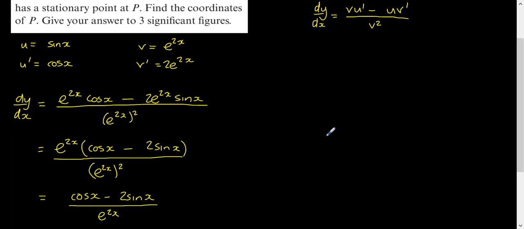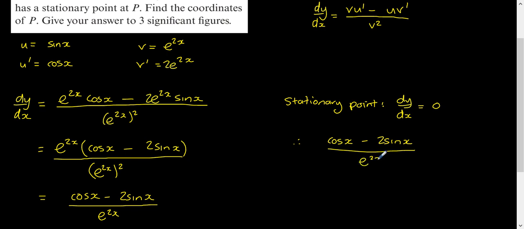And now we're talking about a stationary point. At a stationary point, we have to put in that dy by dx is equal to 0. So therefore, cos x minus 2 sine x divided by e to the 2x equals 0. We can multiply both sides of this equation by e to the 2x, and we end up with cos x minus 2 sine x is equal to 0.